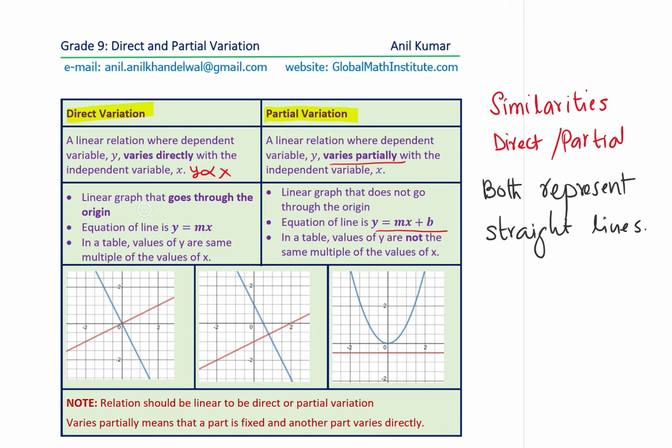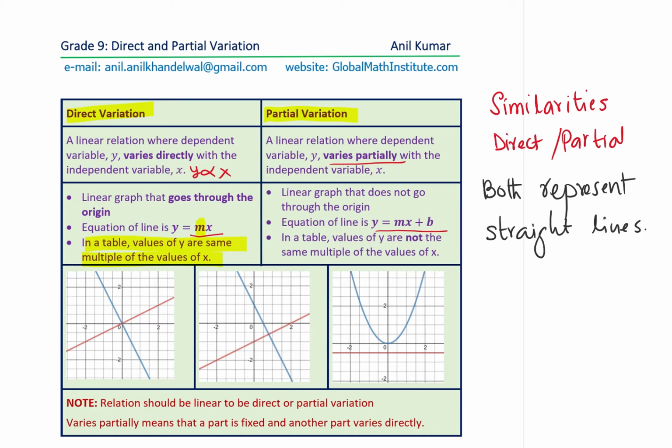Now, a linear graph which goes through the origin will be direct. The equation will be y equals mx since it varies directly. In the table, the values of y are the same multiple of the values of x. Now, this is a very important property. So if you multiply, that factor will be m. Okay, so it is the same multiple of x.